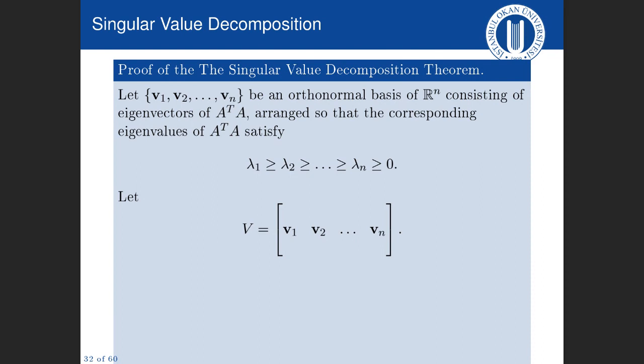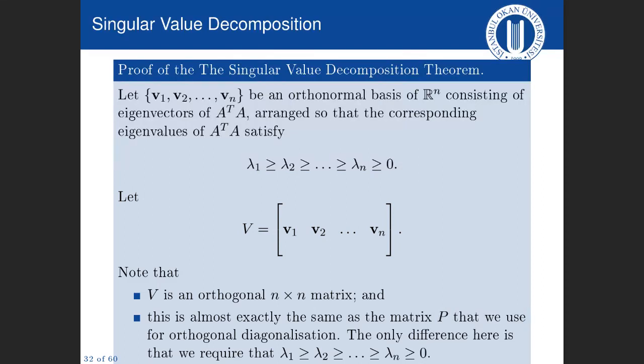Now, this should look familiar to you because this matrix is an orthogonal n by n matrix. We saw this last week. This is almost exactly the same as the matrix P that we would use for orthogonal diagonalization. The only difference is that when we do singular value decomposition, we insist that we write the biggest eigenvalue first, then the second biggest one, and then the third biggest one. But other than that, if you can do orthogonal diagonalization, then you can write down the matrix V.